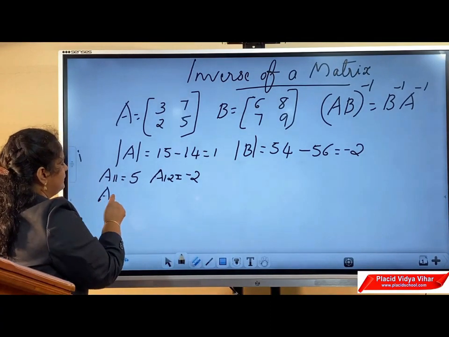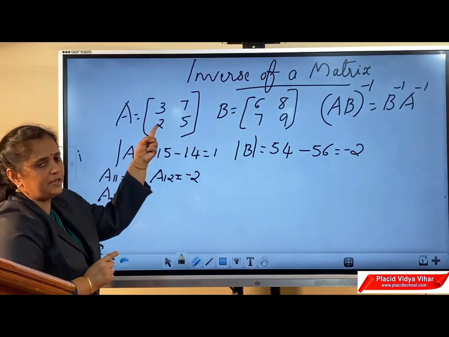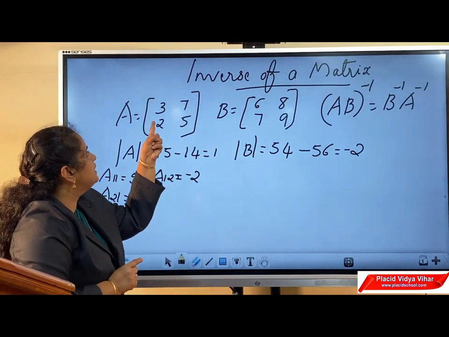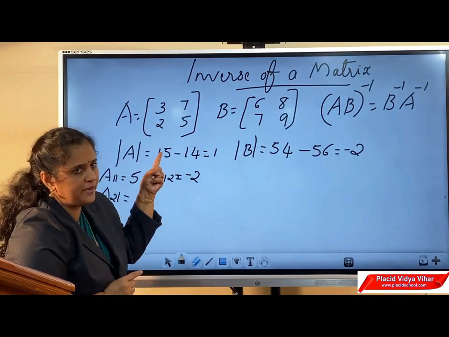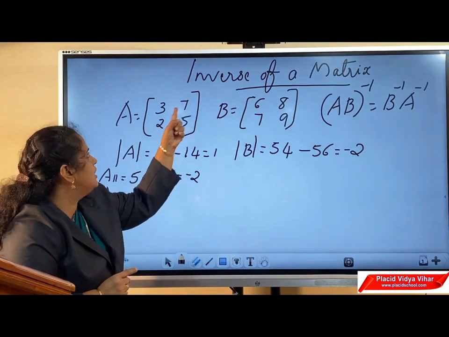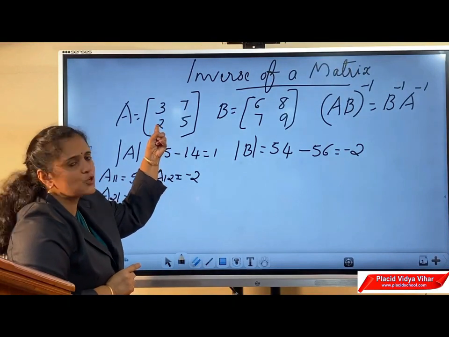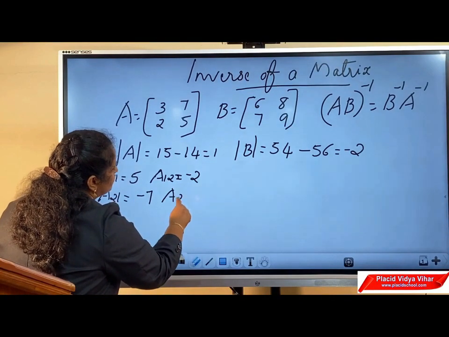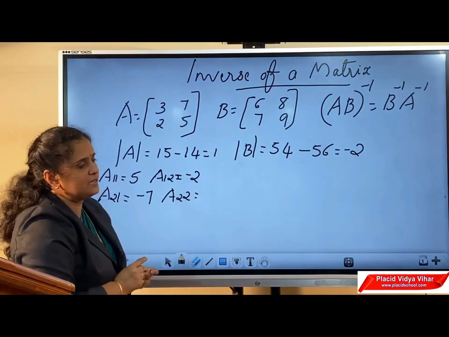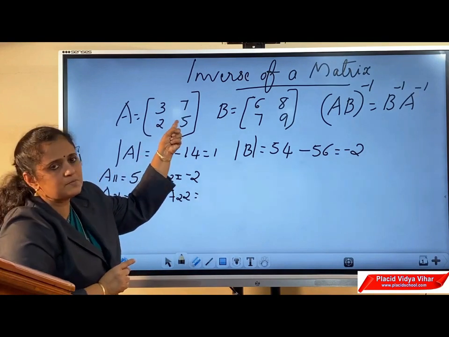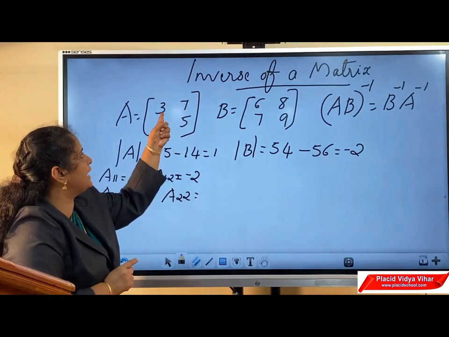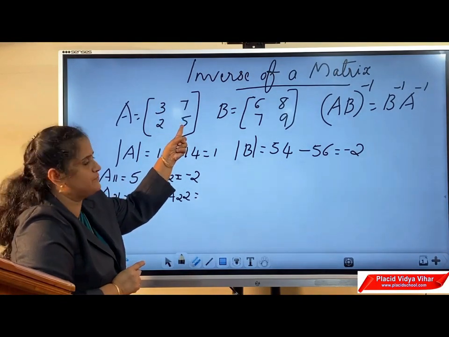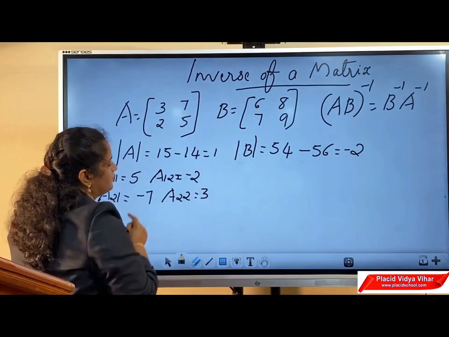Then A21, the second row, first element. Then we can find the cofactor to find the adjoint. The corresponding row and column you should eliminate. The remaining element is 7, and this element is also negative, that is minus 7. A22, the second row, second element. Eliminate the corresponding row and column. The remaining element is 3, and we know that this element is positive. The answer is also 3.